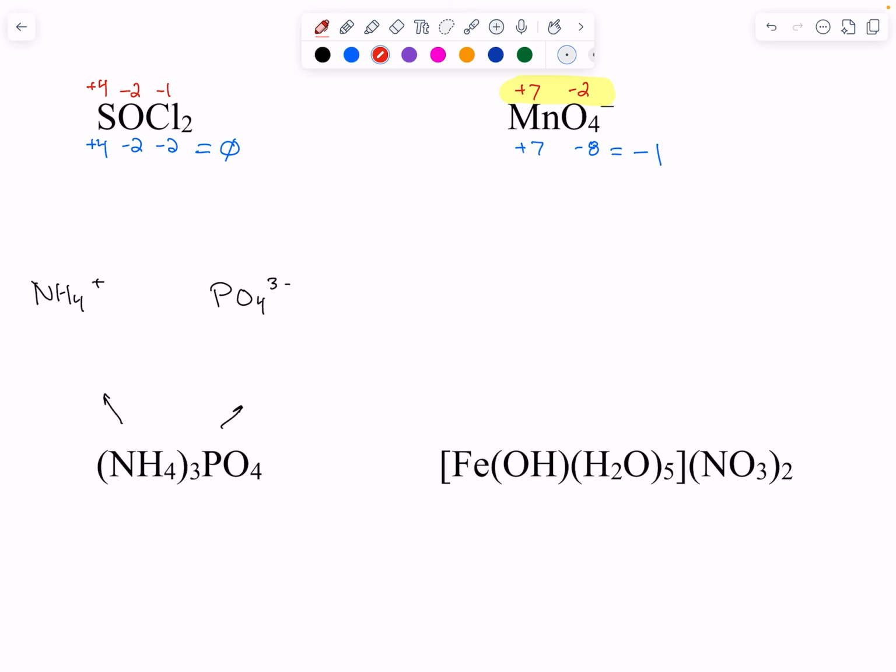All right, if we take ammonium, you go down your rules, you got hydrogen. Hydrogen's plus 1. And equals plus 1. Keep going. It equals plus 1. So that would mean this is a plus 4. So nitrogen's a minus 3, which is what we expect. If you look at phosphate, oxygen's minus 2. There are 4 of them, so that's a minus 8. So that means phosphorus has to be plus 5.